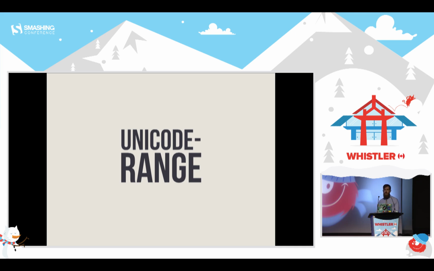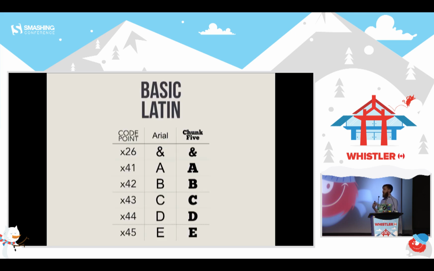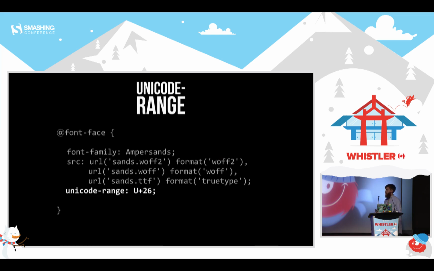So to learn a little bit about unicode-range, we need to know the basic markup of fonts themselves. Fonts are made of things called code points, which are just hexadecimal values that represent characters in our font file. So for example, code point 26 is an ampersand, 41 is uppercase A, and it just continues on through the alphabet. And this is what allows us to switch fonts, and our content will still be the same.